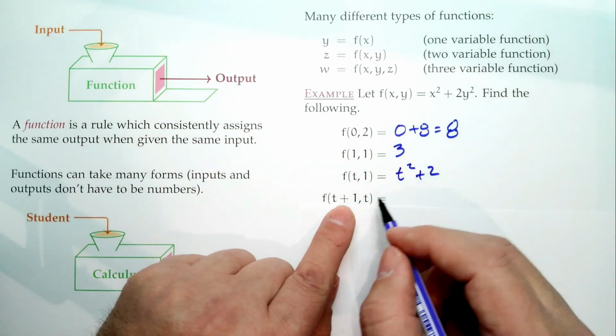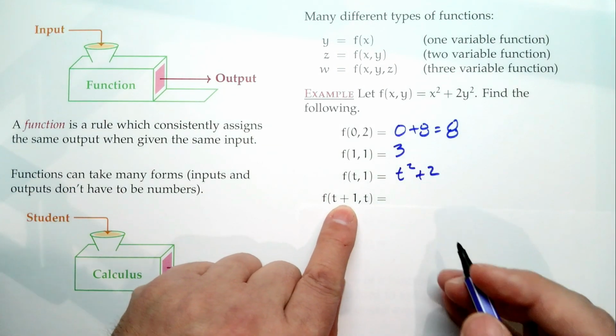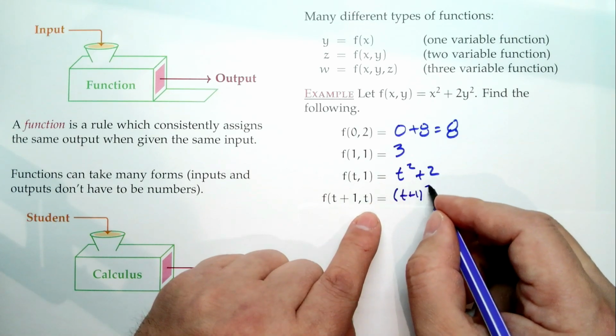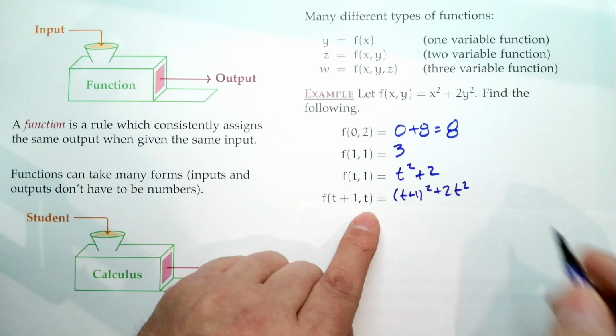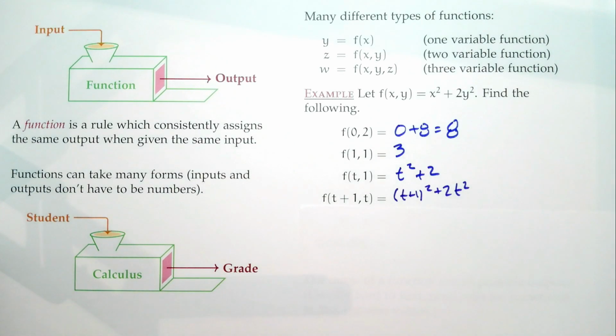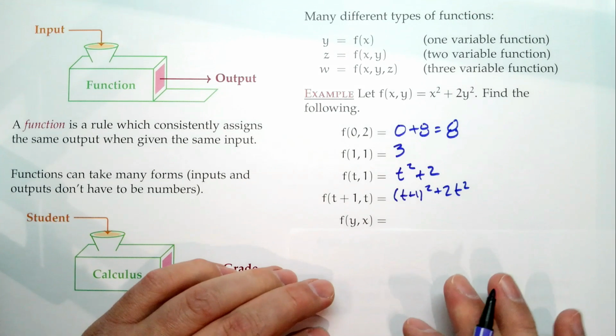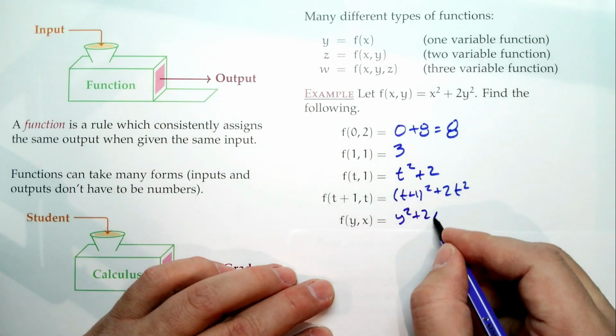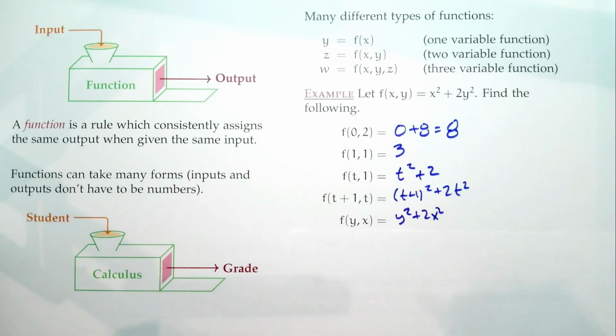Yeah, so the x slot is t plus 1, the y slot is t, so this will become t plus 1 squared plus 2t squared. All right, you ready to think? Here we go. What's f of y comma x? Y squared plus 2x squared. Yes? Because we think of the rule.